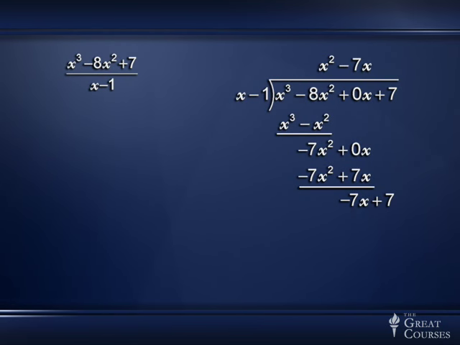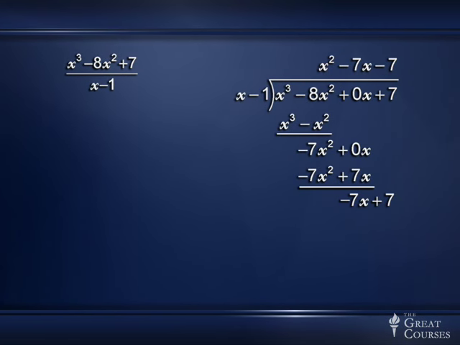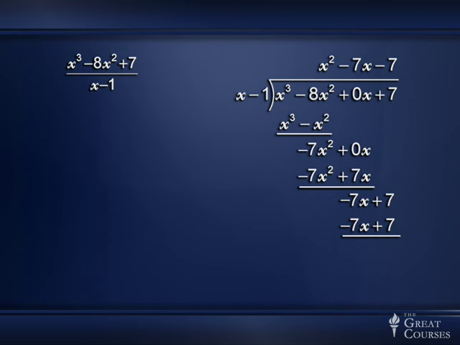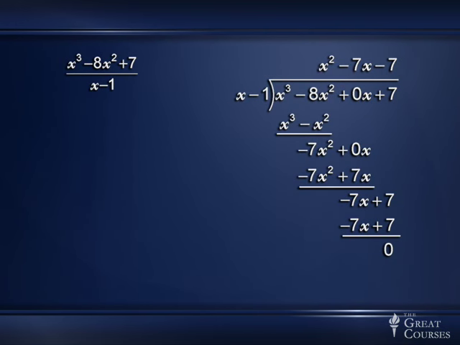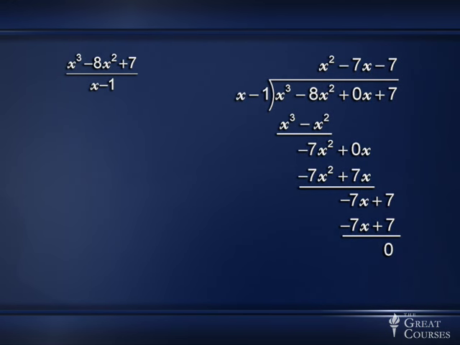I have negative 7x plus 7 at that point, and I have to ask myself, how many times does the x in the divisor go into negative 7x? And it goes in negative 7 times. Put that negative 7 on top, multiply that negative 7 times an x minus 1, and I get negative 7x plus 7. Watching out for my minus signs again. Subtraction gives me 0. And that's cool because it means that the x minus 1 evenly divides, or is a factor of, x cubed minus 8x squared plus 7.